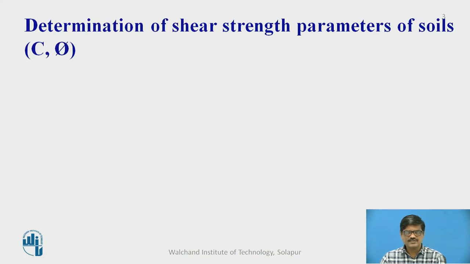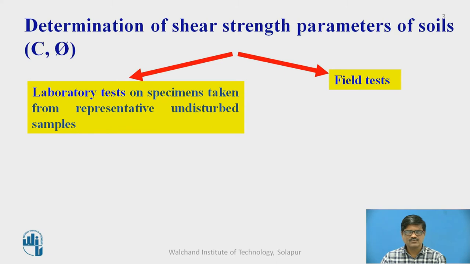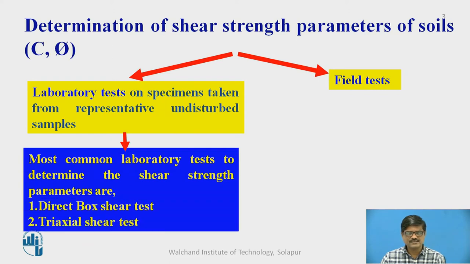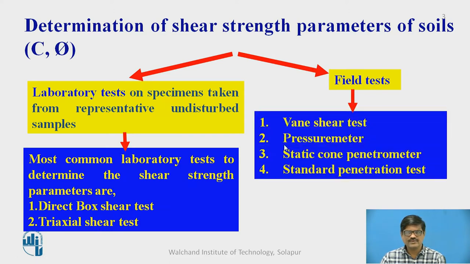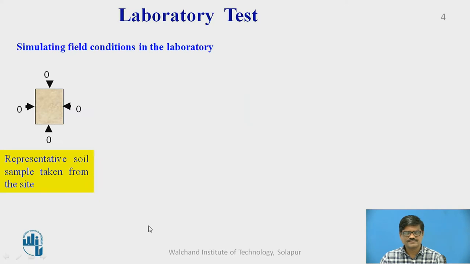Now, for the determination of strength parameters, basically we have two approaches. One is a laboratory test and another is a field test. In the laboratory, some important tests which are performed are the direct box shear test and triaxial shear test. Whereas in the field, we can perform these four tests: vane shear test, pressure meter, static cone penetrometer and standard penetration test. So in this session, we'll focus on the triaxial shear test.